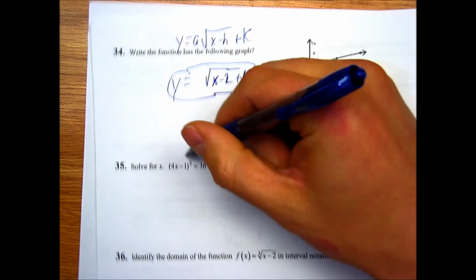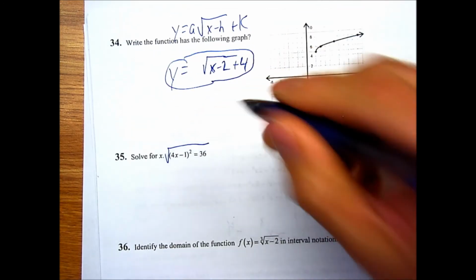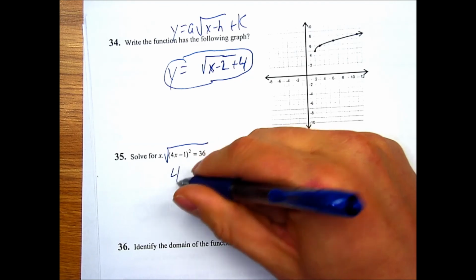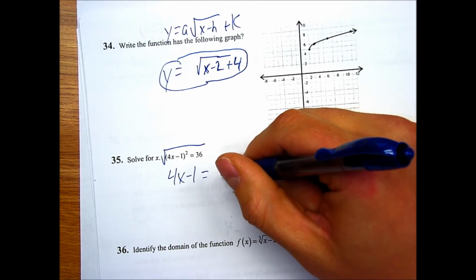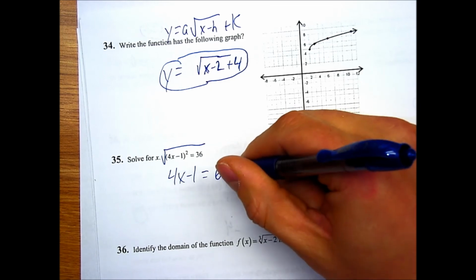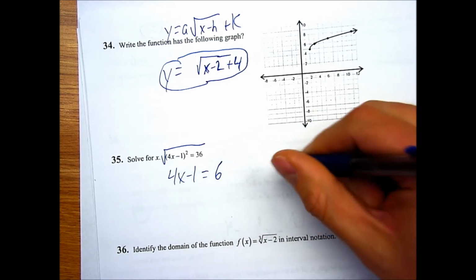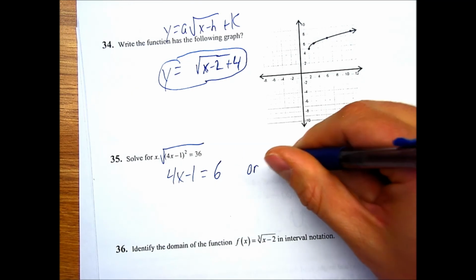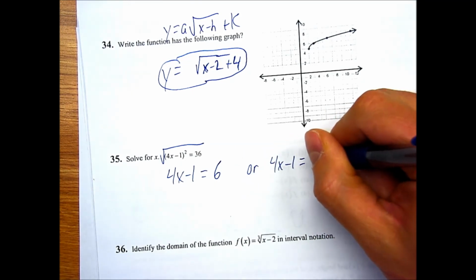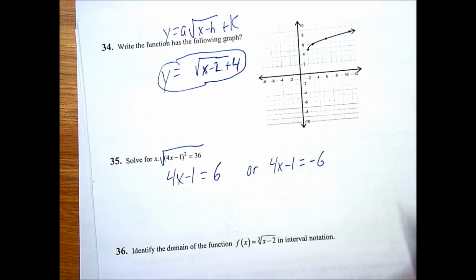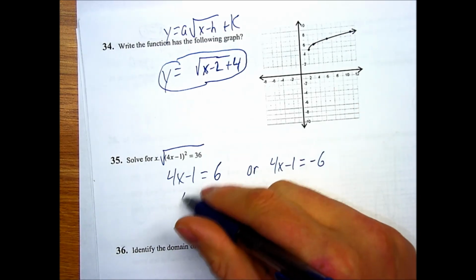Solve. We're going to square root both sides to start this question. So 4x minus 1 is equal to, well, when I square root 36, I get the number 6, but I also get the number negative 6. Because when a square root is done to both sides of an equation, it yields a positive and a negative answer. So I'll add 1 to 6.